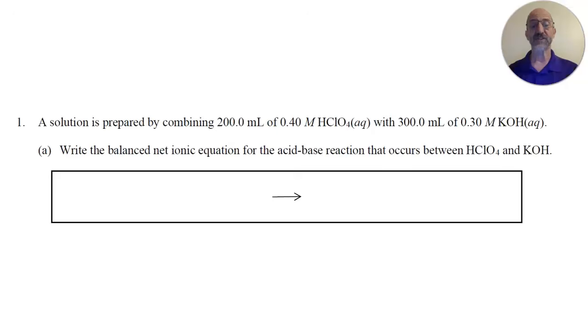So now it is time to move on to the practice for topic 8.4. This is question 1. In question 1, it says a solution is prepared by combining 200 milliliters of 0.40 molar perchloric acid, HClO4, with 300 milliliters of 0.30 molar potassium hydroxide, KOH. Part A says write the balanced net ionic equation for the acid-base reaction that occurs between perchloric acid and potassium hydroxide.